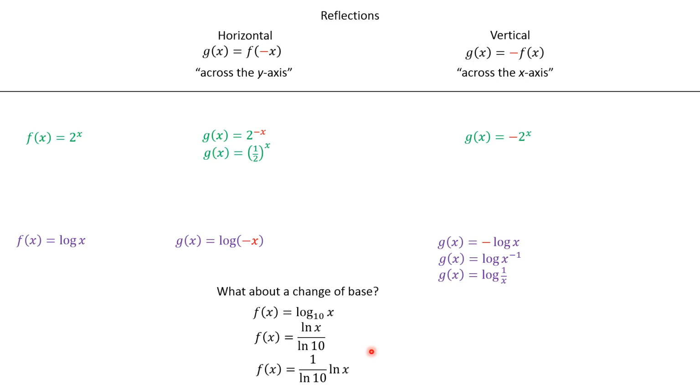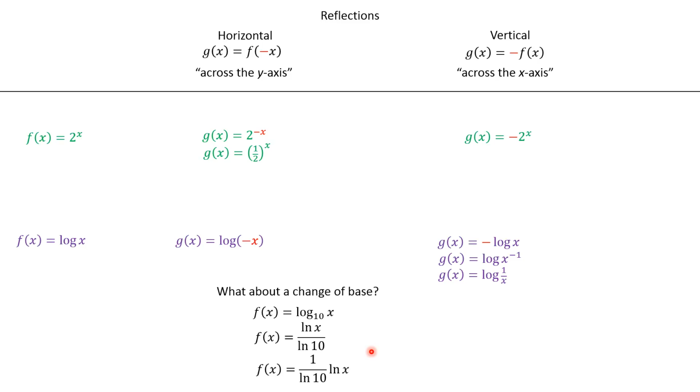And so a change of base is just a vertical stretch, which, if we remember back to the 2 to the 3x, where we did a horizontal stretch or compression, that changed the base of our exponential function. A vertical stretch or compression will change the base of our logarithmic functions.